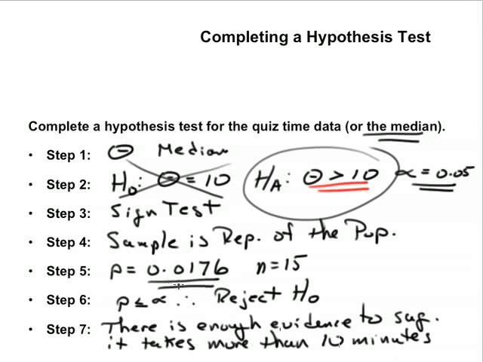So the p-value is small, so we rejected the null hypothesis in favor of the alternative. So the conclusion is really nothing more than a statement of the alternative hypothesis in English. That's what step 7 is.